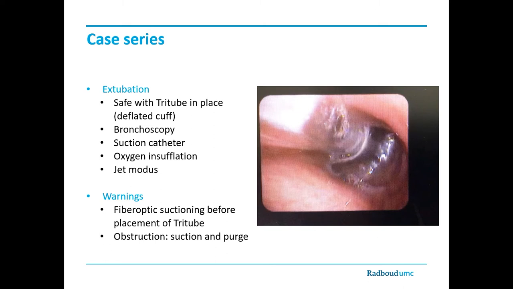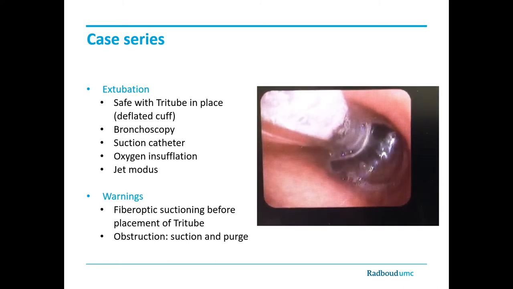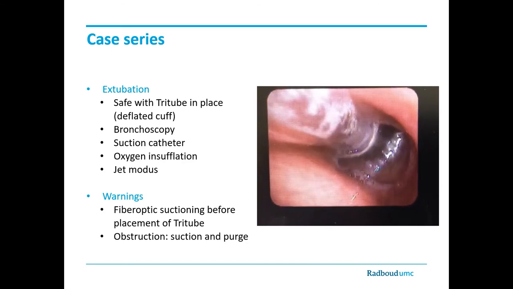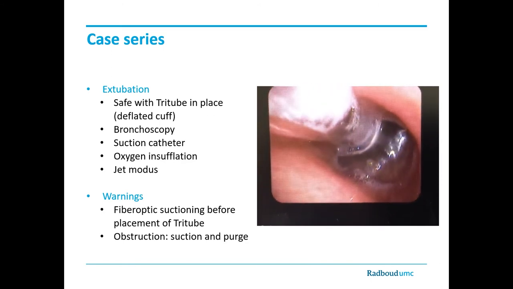You can use the tube for oxygen insufflation as well, or jet modus. You can use it as a suction catheter while extubation. And you have a better view to decide if you actually are going to perform an extubation or if you're going to leave the tube in place.